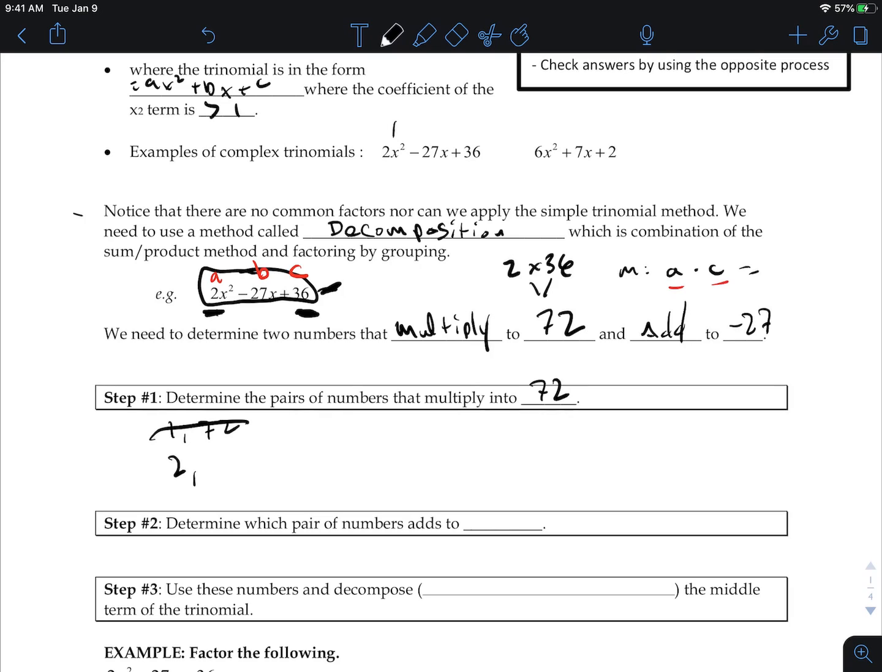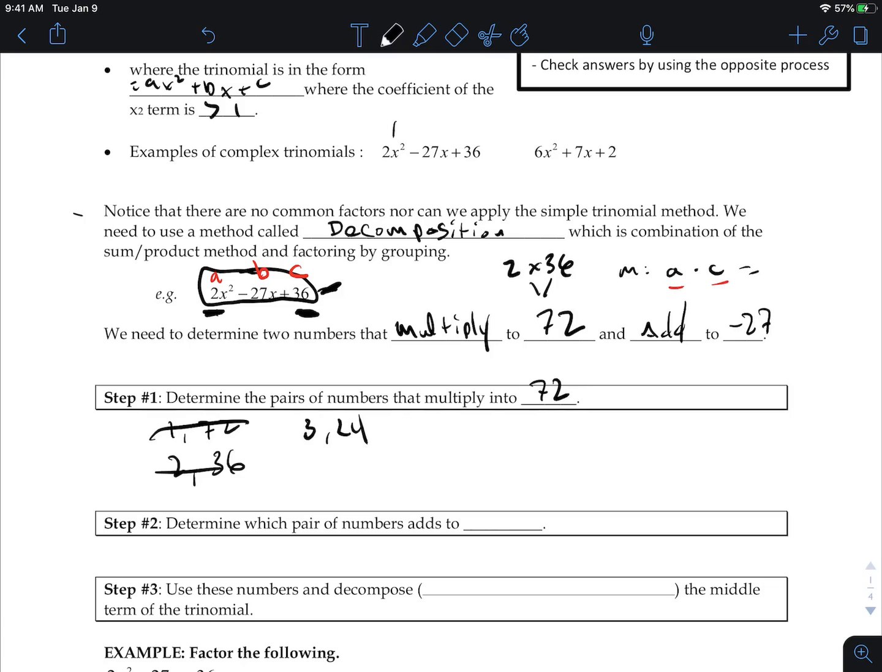2. 2 times what gives me 72? 36. Still not going to equal 27. So keep going. 3. Right? This is where you might need your calculator to check these, because I don't know how many times 3 goes into 72 off the top of my head, right? Turns out that it's 24, right? So that looks nice.